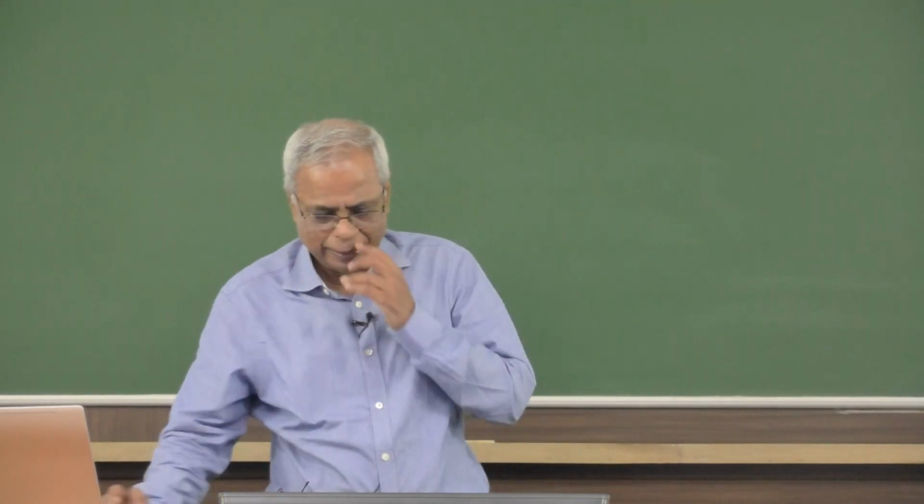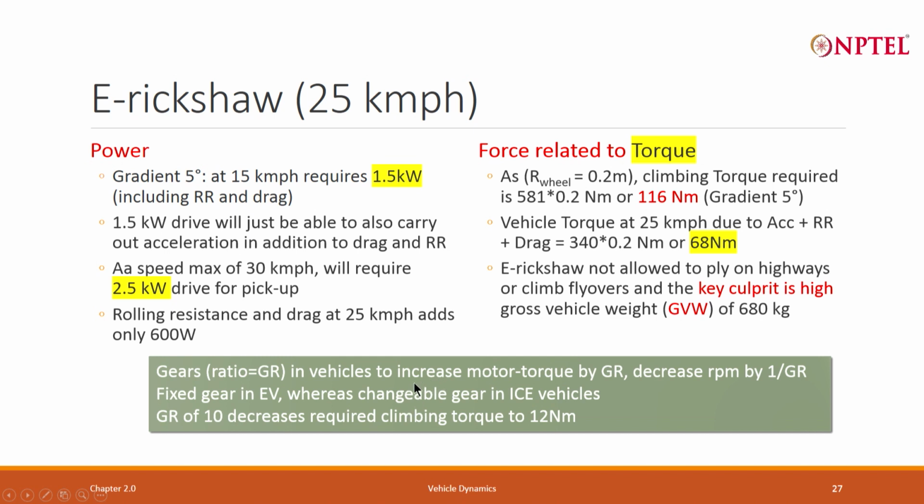So, for example, in a vehicle like an e-rickshaw, we will talk about this again and again. The gear ratio typically used is 10. Now, with a ratio of 10, instead of 116 Newton meter for the slope, I now require only 12 Newton meter to climb. Even that is tough from a 1.5 kilowatt motor. But if I look at traveling at 25 kilometer constant speed, 68 Newton meter, you divide it by 10, 6.8 Newton meter, that is easily doable.